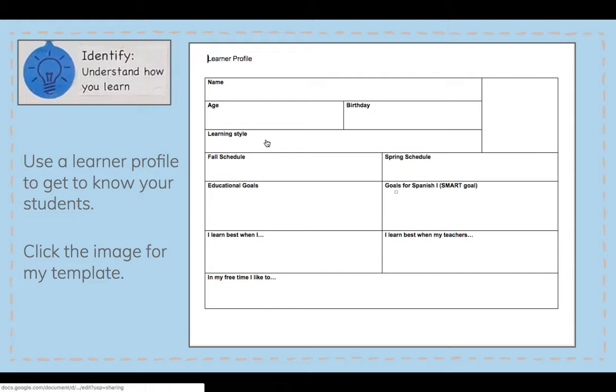But here's a place for them to indicate their preferred learning style. They give me their schedule. Remember, I'm at a high school, so we have 2 semesters, of course. What are their educational goals? Are they planning to go to a 4-year university, to a community college, into the workforce, into the military? And we'll come back to this in just a minute, setting some SMART goals for our time together. I learn best when... How are they going to contribute to our class? And then how, as the teacher, can I give them what they need? And then they tell me a little bit of the things they like to do in their free time.